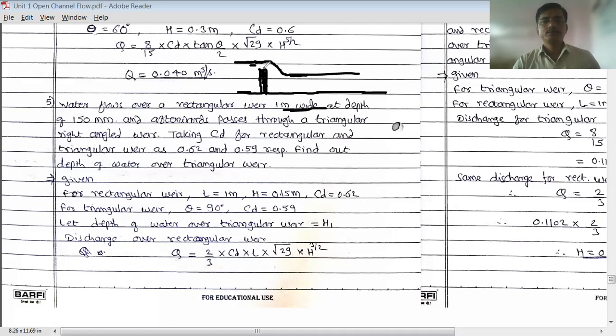The width of the rectangular weir is given. How much is its width? Depth is given. Depth of 150 mm means water height, capital H is given.